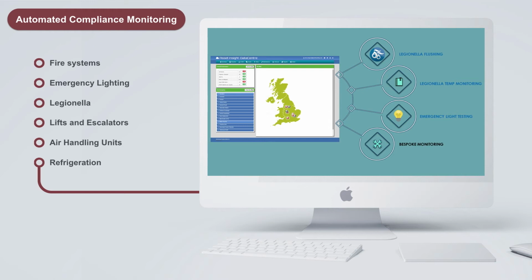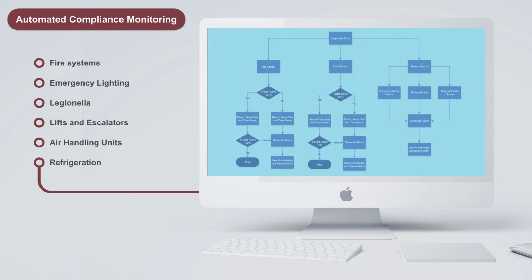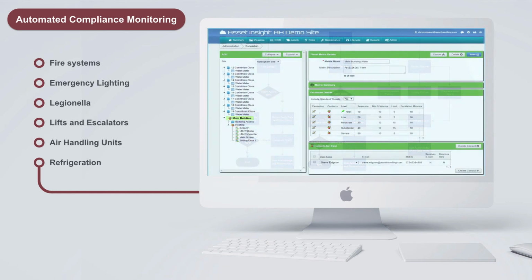AIM also features an escalation matrix for the alerts, allowing you to select by asset or by responsibility who will receive the alerts and when. There is a time response to the alert, and if the response time is not met, it will escalate the alert to the next person assigned in the matrix.